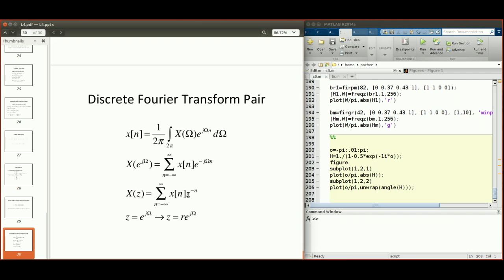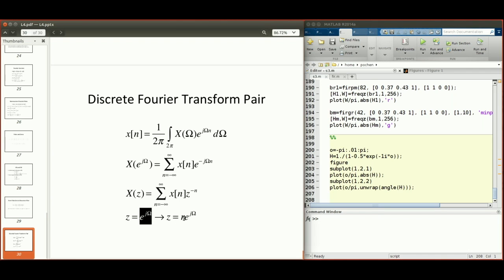In the special case that z happens to equal e to the j omega, the Z-transform becomes identical to the Fourier transform. So you can think of the Z-transform as a generalization of the Fourier transform. A generalization in what sense? Instead of assuming z is a unit amplitude complex number, whose length in the complex plane is unity. If you take the absolute value of e to the j omega, it's always 1.